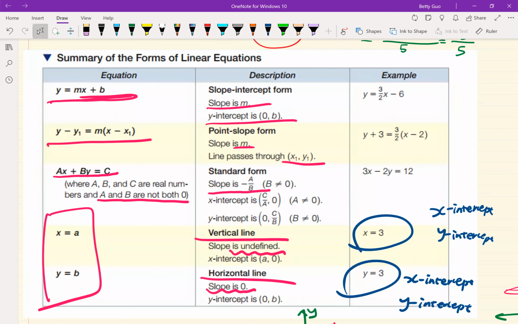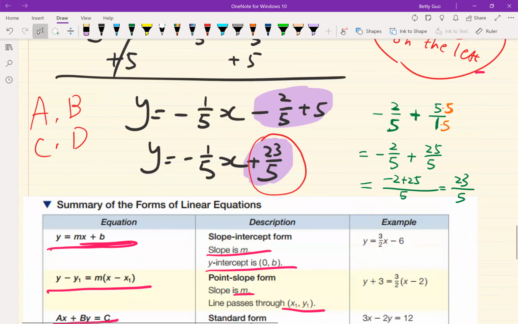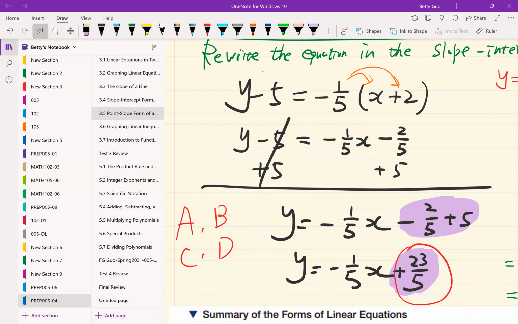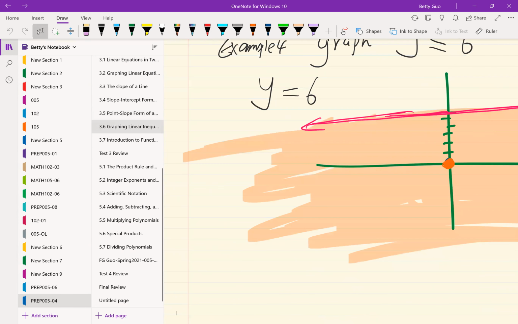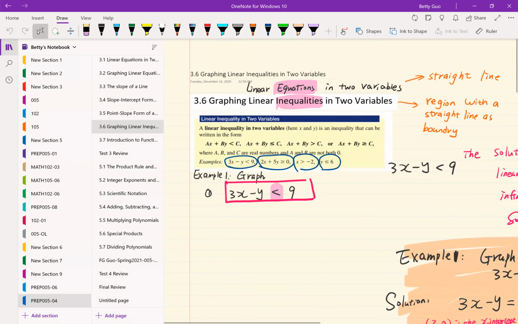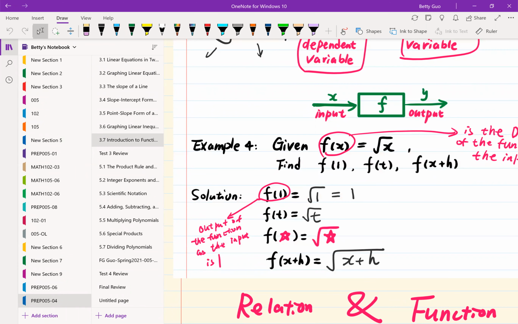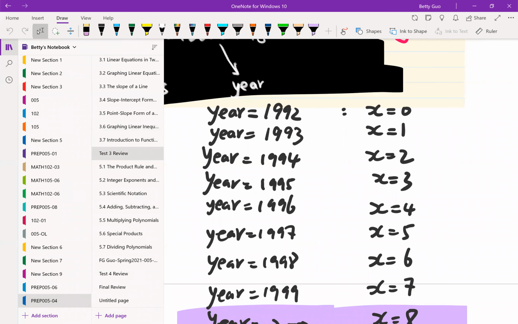So far, we have covered all the 3 forms for linear equations in 2 variables. Let's make a plan for this week, okay? 3.6 linear inequalities in 2 variables. Tomorrow we're going to do that. On Wednesday, we do functions. Wednesday, Thursday, we can do the review. So we plan to have test 3 on Friday. Okay, we plan on it.